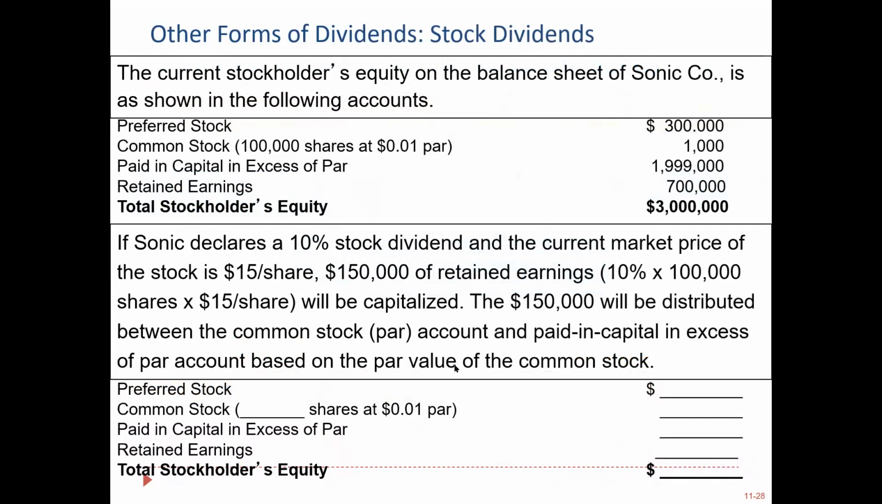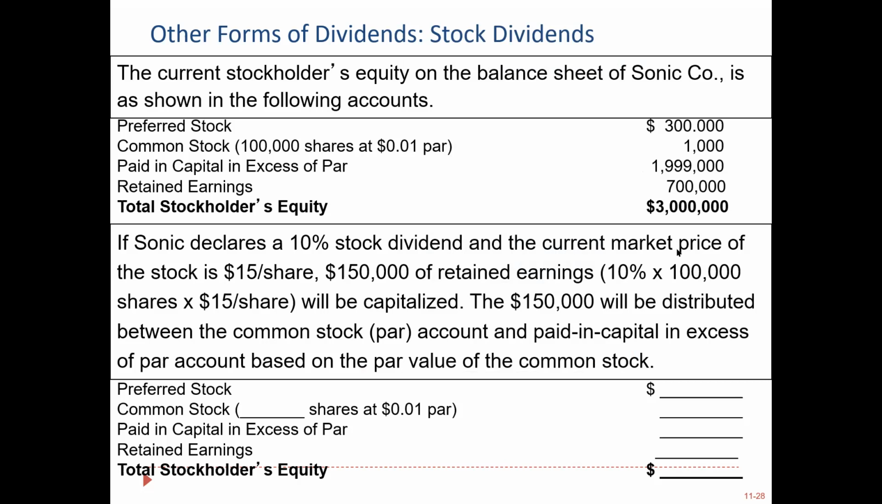Let's take a look at what happens with a stock dividend. The current stockholders' equity is shown. And look at this. They've got preferred stock and they've got common stock, 100,000 shares at a penny. These are all dollars. And then they have $1,999,000. So that's $2 million in common stock that they issued. They have retained earnings. That's nice to see. So the total equity in this company at this point in time anyway is $3 million.